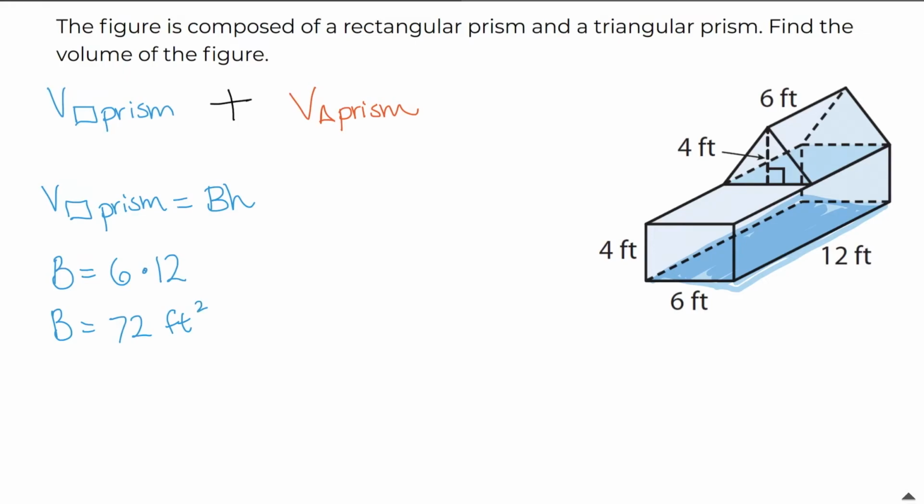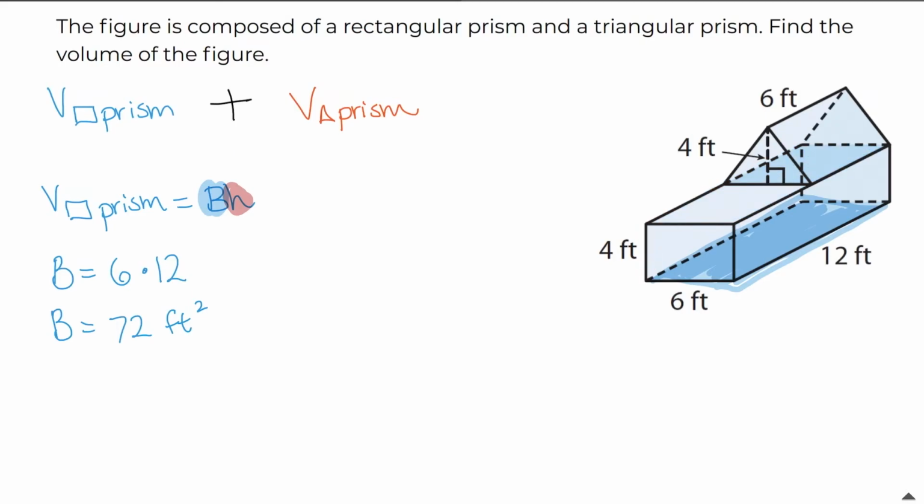But to find the volume, I have to take the area of the base and multiply it by the height of the prism. And so here the height connects our two parallel bases. See here how the first base that we looked at was the bottom one, and then we're going to look at the top base, which is the exact same size. And this 4 feet right here connects those two bases together.